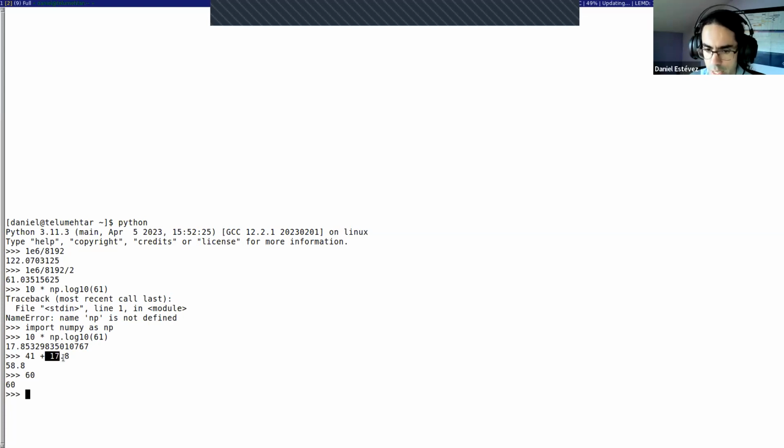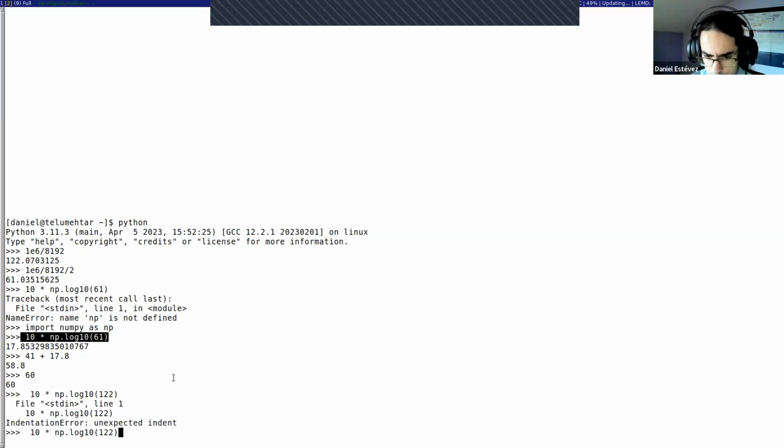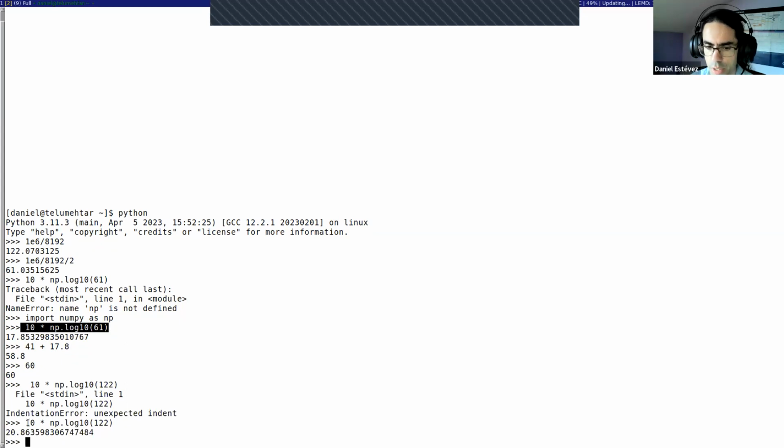Of course, this 17.8 will change depending on the FFT size. So for example, if we do it with 122, then rather than 17.8, we get 20.8. So the difference of 3 dBs we saw on the FFT plot is now compensated when we add this correction factor, which depends on the FFT size.